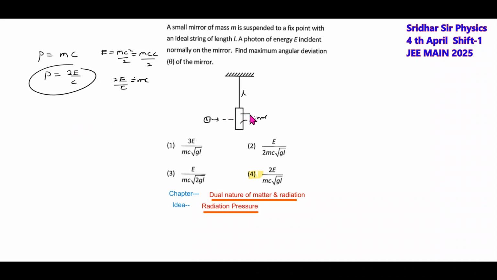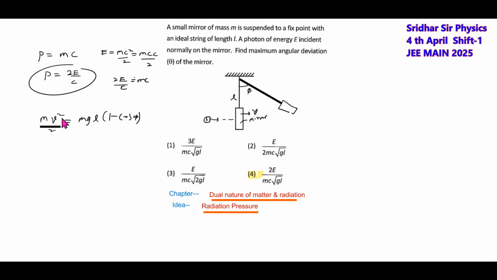So therefore this will be projected with a velocity v after striking. Then it will get deflected. It will have the deflection phi. Then the kinetic energy mv square by 2 should be equal to mgl (1 minus cos phi).